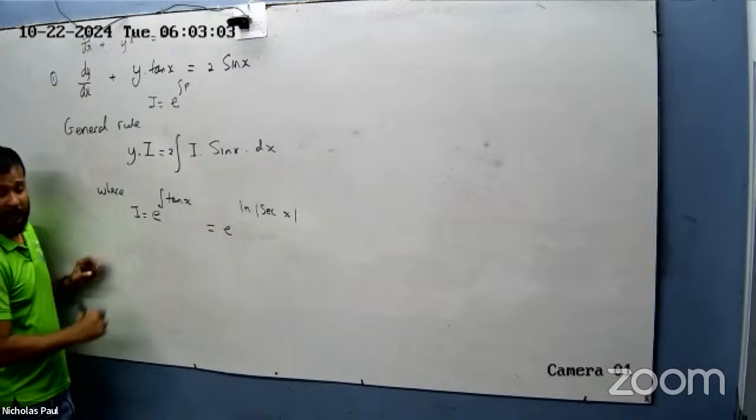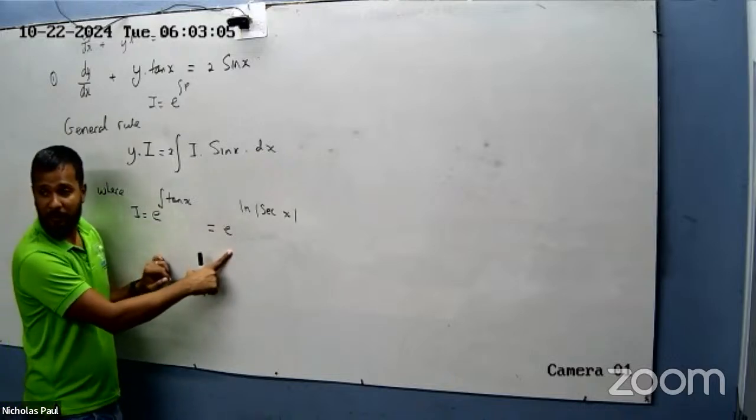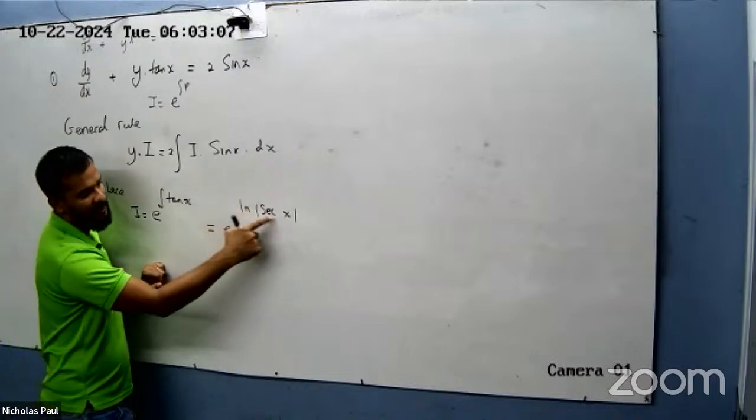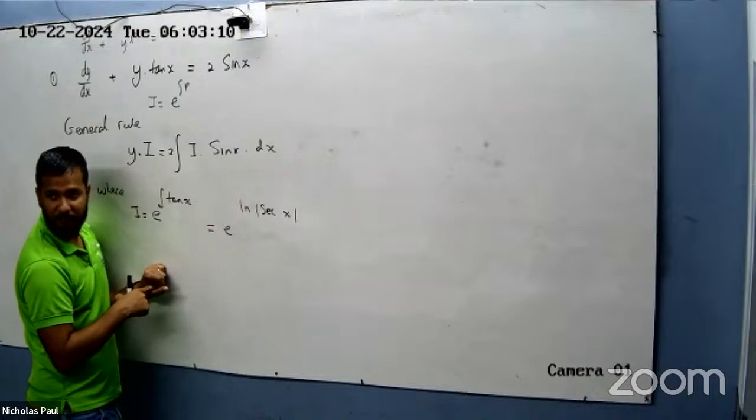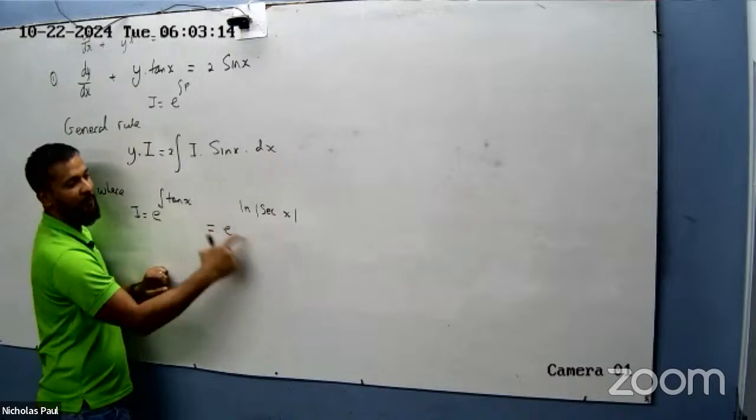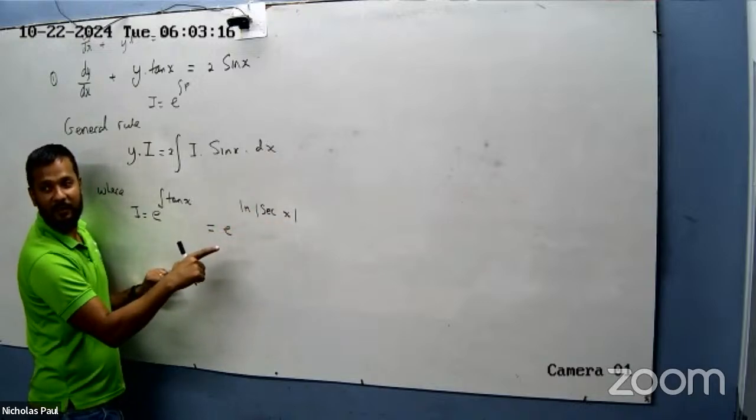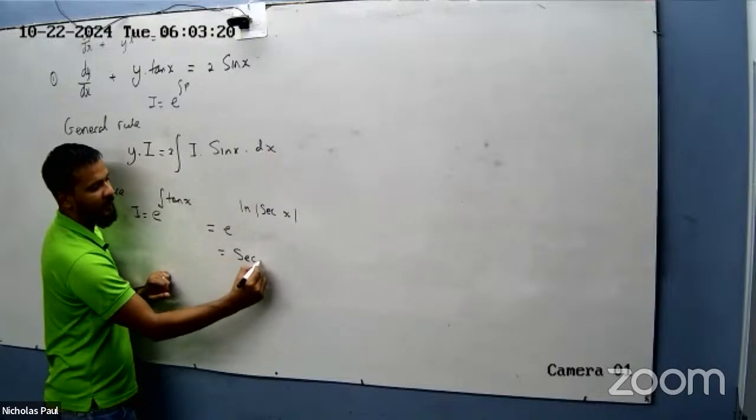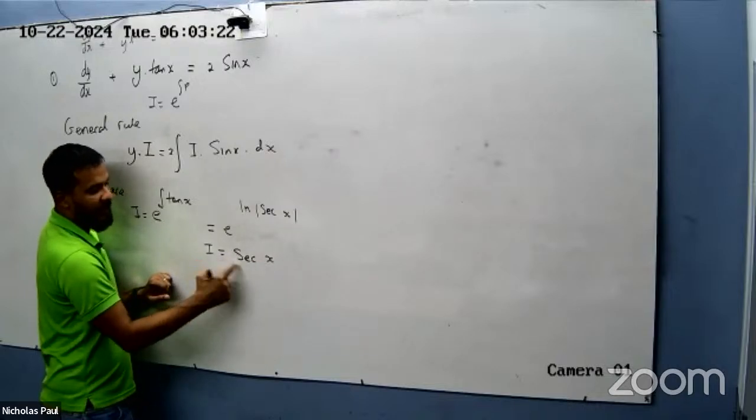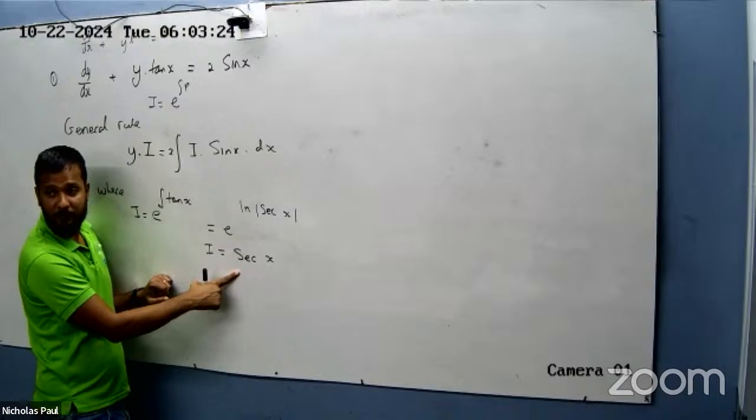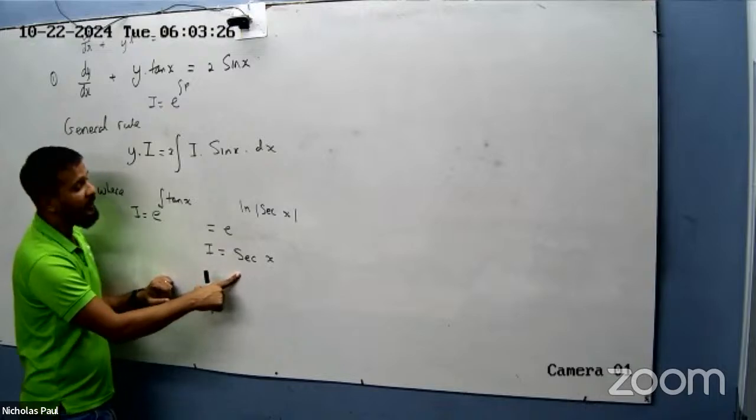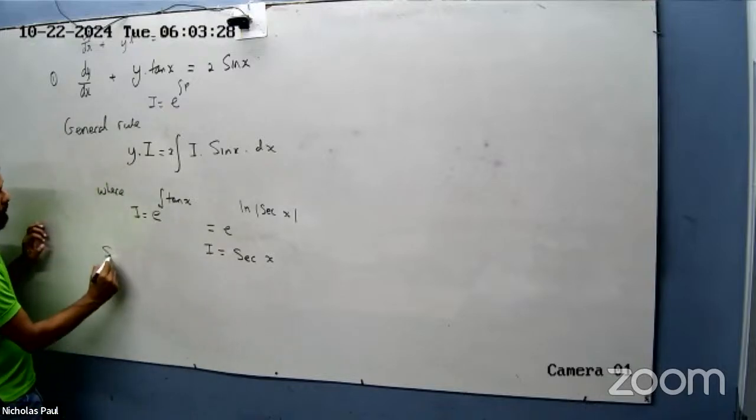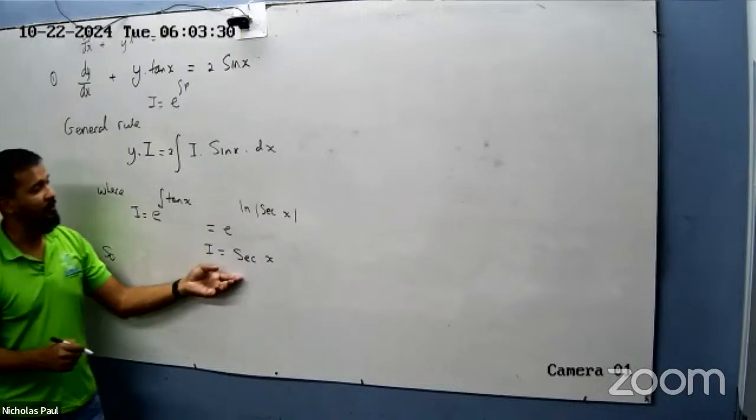You okay with this? So this is the I, Arian. What's e to the ln sec x? When simplified, the e and ln will cancel and you will get sec x. So I is sec x. Emily, now I know I, so what do I do now?